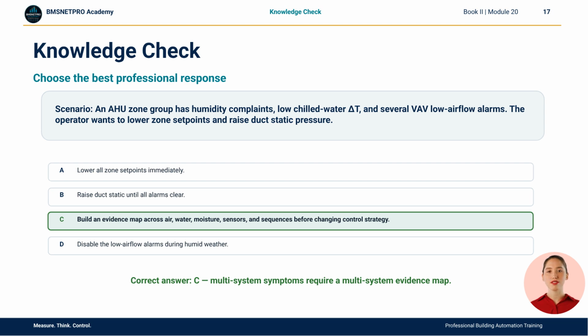The issue may involve supply air reset, coil dehumidification, airflow measurement, valve behavior, hydronic flow, outdoor air moisture, or a unit conversion problem. The workbook method keeps the team from solving one symptom while making another worse.